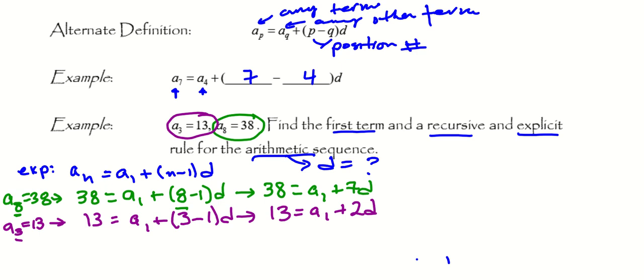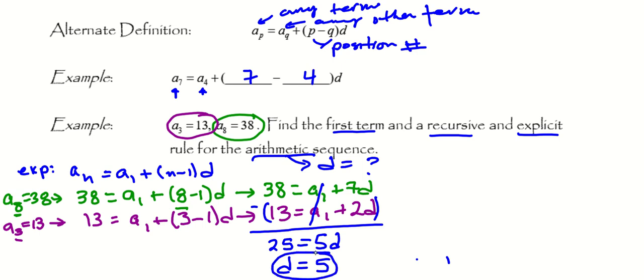Say, Mrs. Key, we've done problems like this before. You're right, we have. So you know that our next step is to subtract the bottom equation from the top. So when I do that, I get 38 minus 13 is 25. a sub 1 minus a sub 1 is going to subtract out. And I get 7d minus 2d is equal to 5d. That's one equation with one unknown. I divide both sides by 5, and I get 25 divided by 5. I know now that d equals 5.